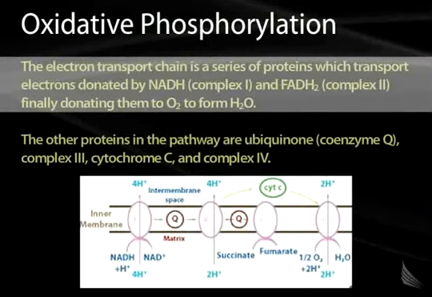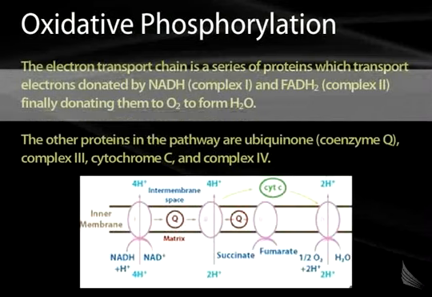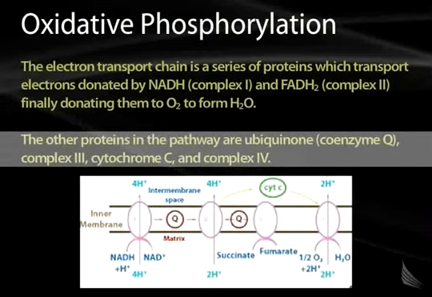The electron transport chain is a series of proteins which transport electrons donated by NADH, and this occurs in a complex of proteins called complex 1, and FADH2, which occurs in another complex called complex 2, finally donating them to oxygen to form water. The other proteins in this pathway are ubiquinone, complex 3, cytochrome C, and complex 4.